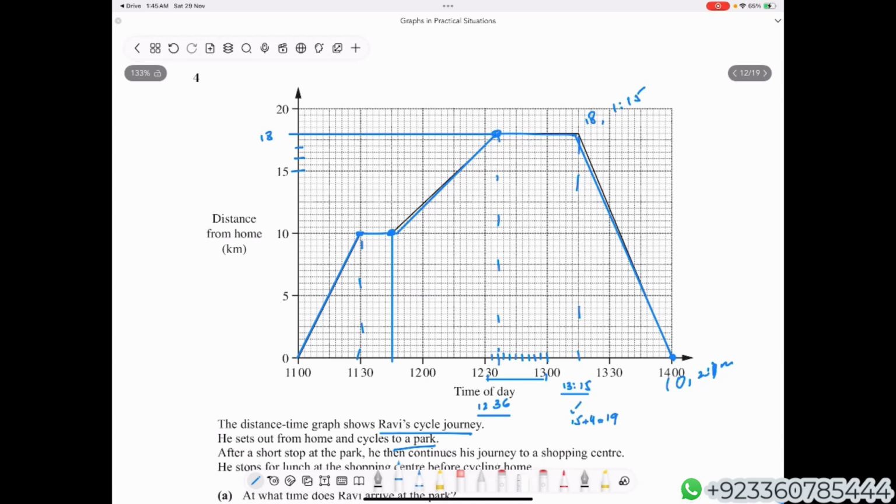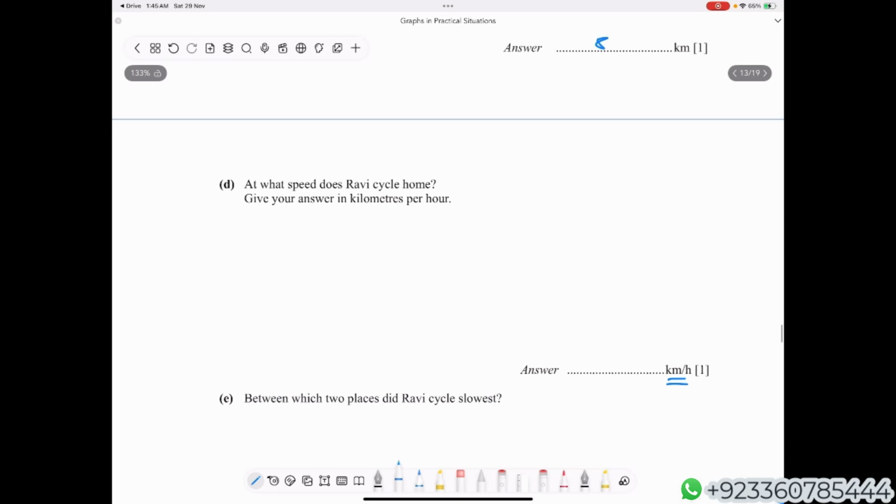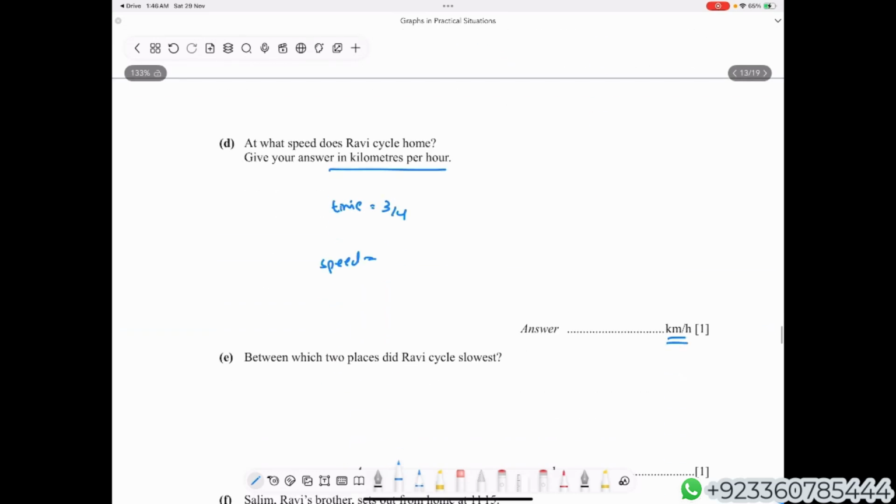So he starts going home at 1:15 and he reaches home by 2. That means it takes him 45 minutes, which is 3/4 of an hour. So the time is equal to 3/4. Give your answer in kilometers per hour. So speed is equal to distance over time. The distance is 18. So this is going to be 18 divided by 3/4. So the answer is 18 times 4/3. 3 sixes are 18, 6 times 4 is 24. So the answer is 24 kilometers per hour.